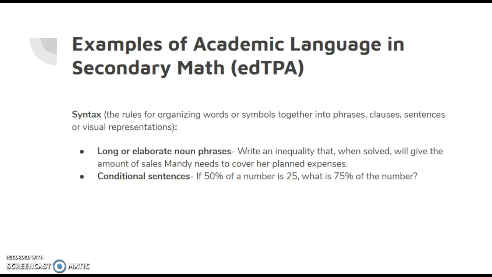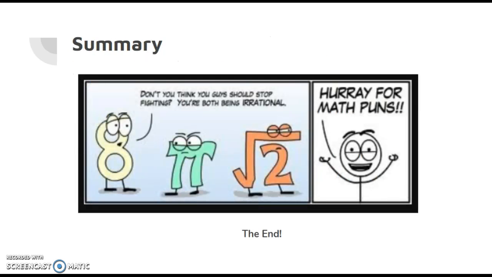So those were just a few examples of academic language and how it applies to secondary mathematics. In summary, academic language is the use of language function, vocabulary, language demands, and specific language support by teachers and students to help those students acquire new skills and knowledge and help those students participate themselves in academic conversations inside and ideally outside of the classroom.